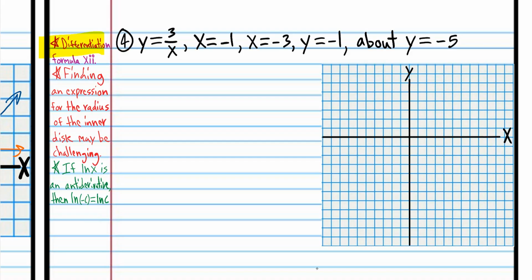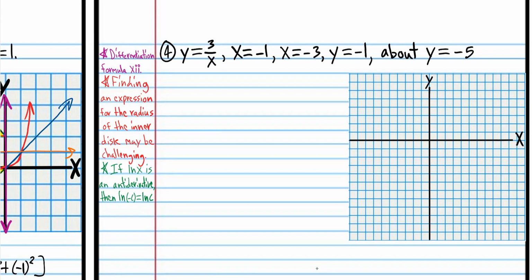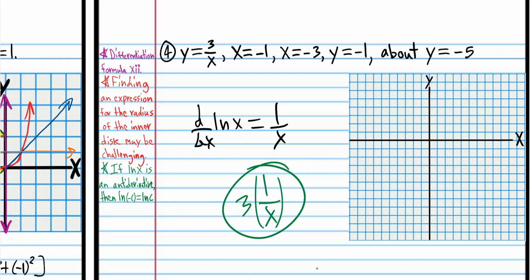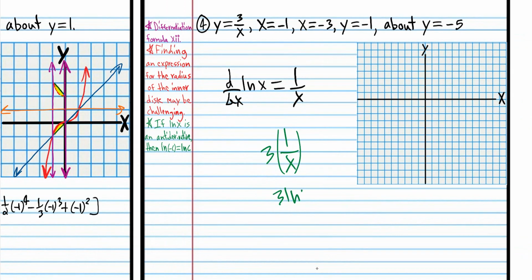So you're going to need differentiation formula number 12, which tells you that the derivative of natural log x is 1 over x. So here we have 3 over x. You're going to have to factor the 3, so you have 3 times 1 over x, and you can see we're going to end up with 3 times natural log x when we find the antiderivative of this expression.